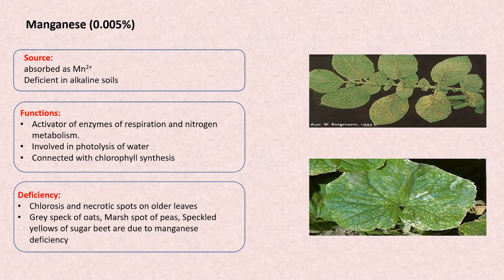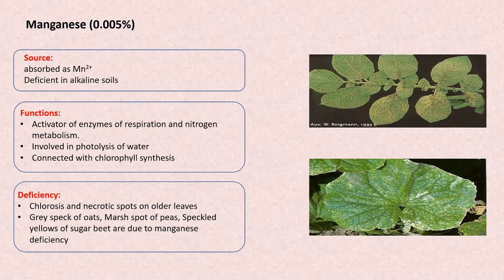And the manganese deficiency occurs in alkaline soils because in alkaline soils manganese is converted into unavailable forms. Okay. So they are sufficiently available in acidic soils but non-available in alkaline soils. And in leguminous plants, seedling shows necrosis.